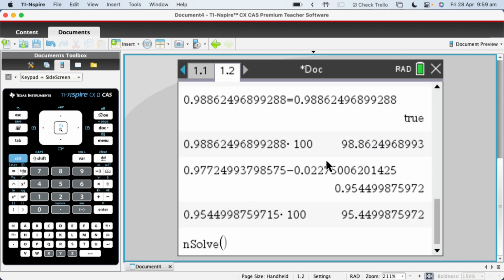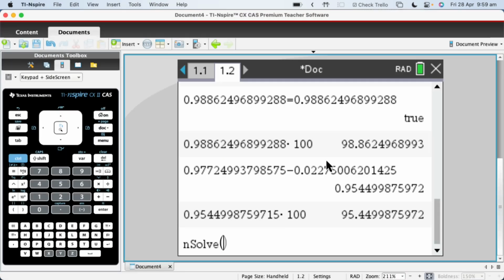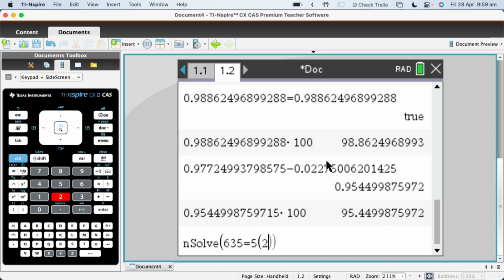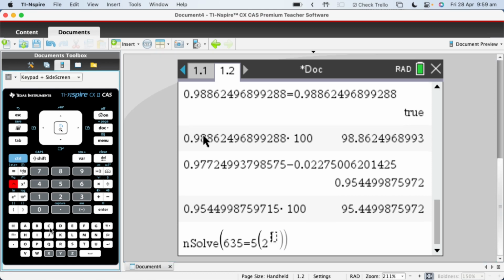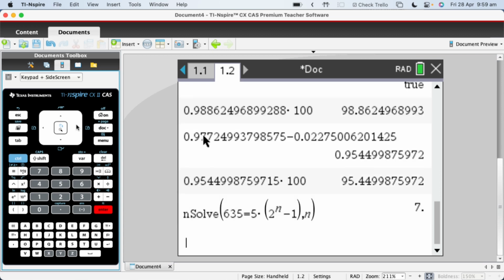So numerical solve. And then we put in the equation. So the equation was 635 equals 5 outside of 2 to the power of n, use my arrow key to get away from that now, minus 1, close bracket. And then I have to put in a comma. I'm solving for what variable? Because there might be more than one. I'm solving for n. Press return, and I get 7.